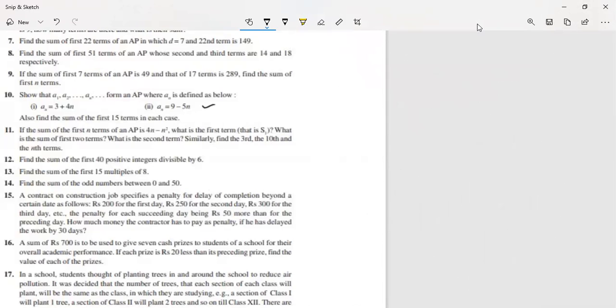Okay, I'll take the second also. Question number 10, second part. An is equal to 9 minus 5n, and again find the sum of 15 terms also.